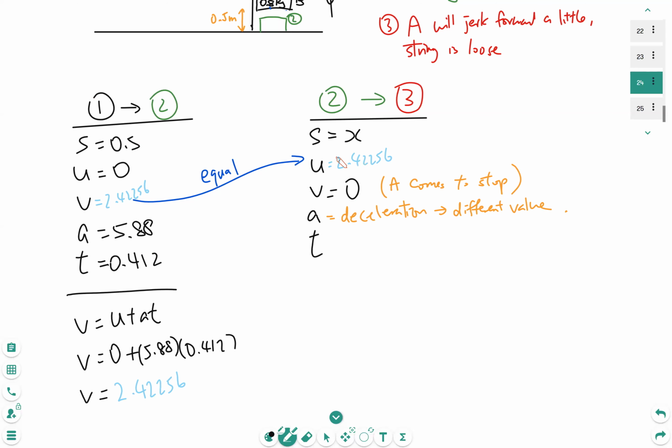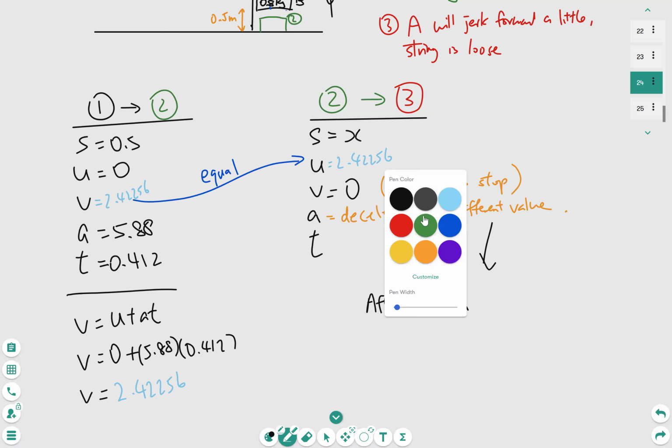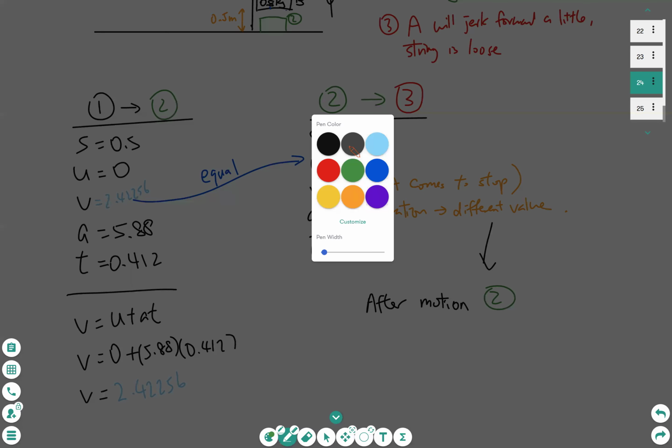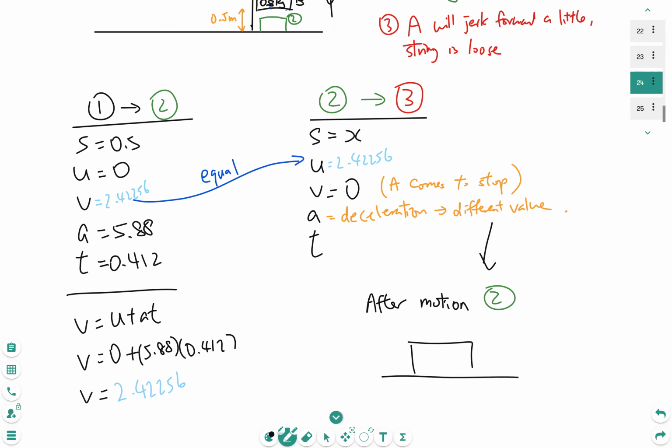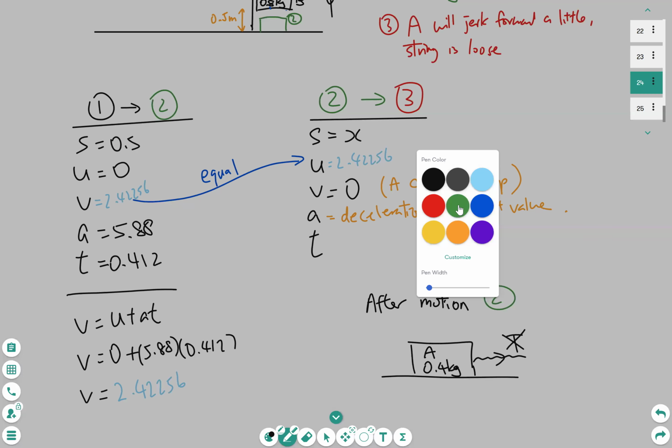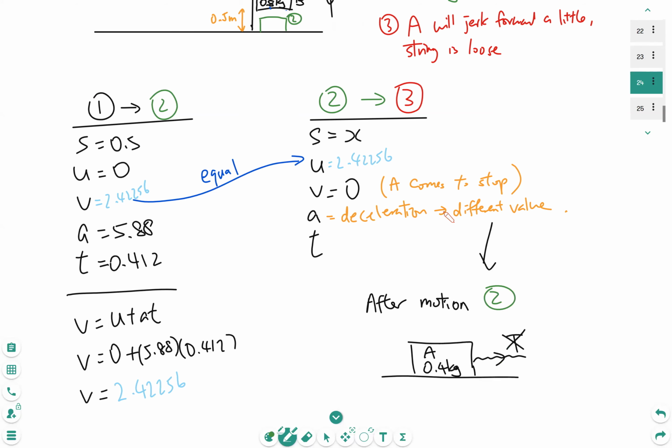We need 3 pieces of information to work out the displacement in SUVAT. We've got U, we've got V, but we don't have A. As said, we need a deceleration, a new value. So let's do that together. This is after motion 2. What will happen to particle A, which is 0.4 kilograms? After motion 2, there's no more tension. So what stops A? The friction.